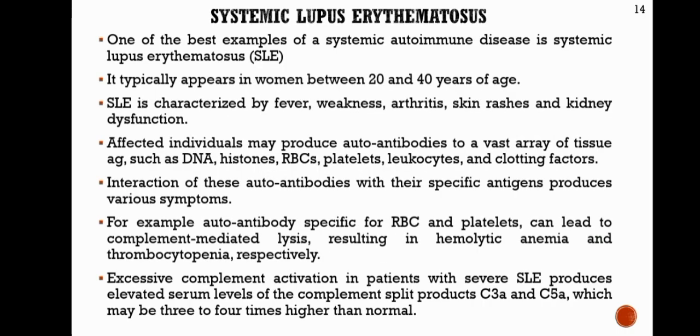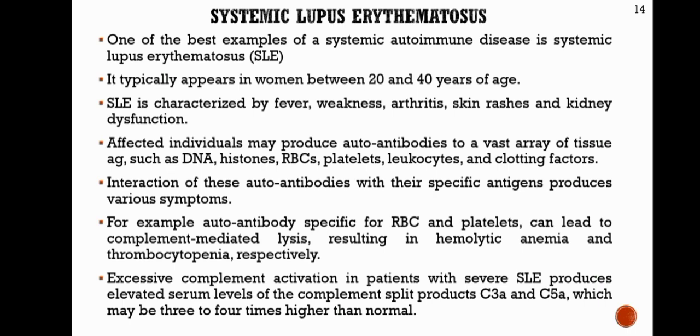Systemic lupus erythematosus. One of the best examples of a systemic autoimmune disease is systemic lupus erythematosus, simply SLE. It typically appears in women between 20 and 40 years of age. SLE is characterized by fever, weakness, arthritis, skin rashes, and kidney dysfunction. Affected individuals may produce autoantibodies to a vast array of tissues and tissue antigens such as DNA, histones, RBCs, platelets, leukocytes, and clotting factors.